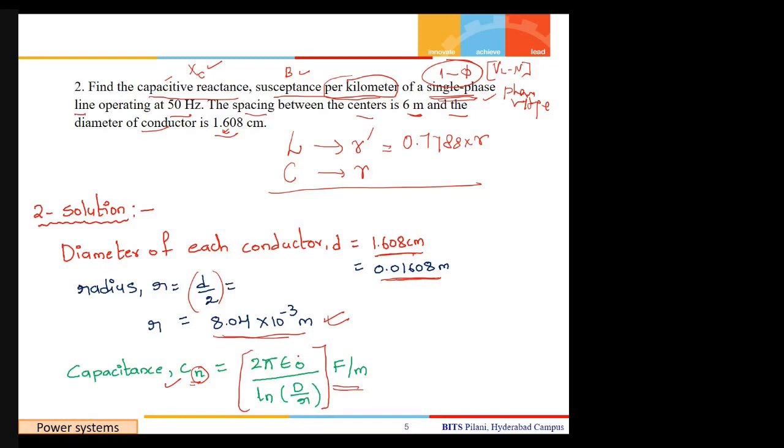Now epsilon 0 is basically the permittivity of the vacuum, which is equal to 8.854 times 10 to the power minus 12. The unit is farad per meter. Now this epsilon 0 value will sometimes be given in the problem, sometimes it will not be given. So you have to memorize this value of epsilon 0. Now the GMD we need to calculate, and the GMR is already given to us for a single phase transmission line.